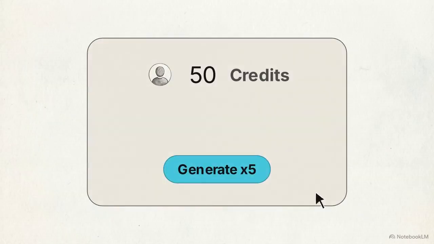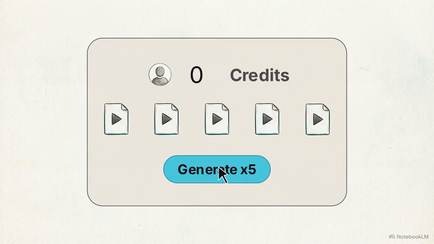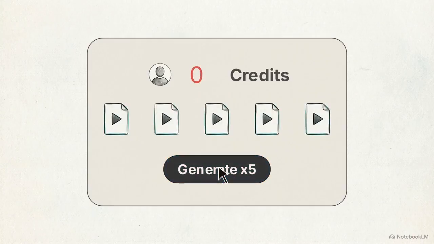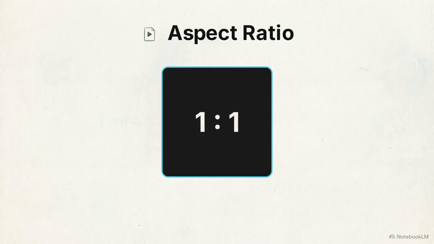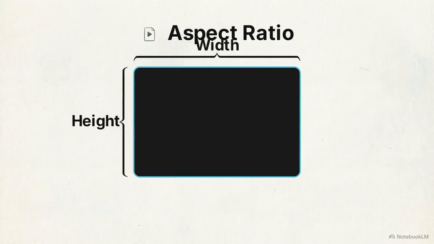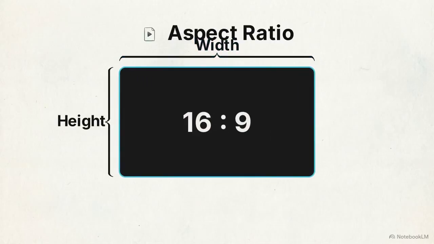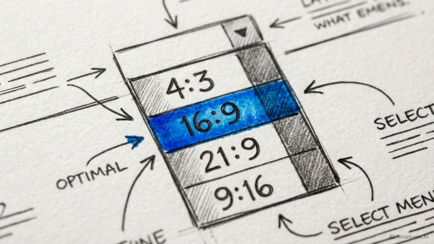If you leave them as they are, the system will drain your free credits in just a few clicks. Turn your attention to the settings panel located on the right side of the interface. First, locate the aspect ratio options. Aspect ratio refers to the proportional relationship between a video's width and its height. Select 16:9, which is the standard widescreen format for YouTube and desktop monitors.